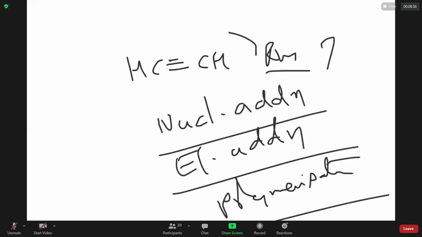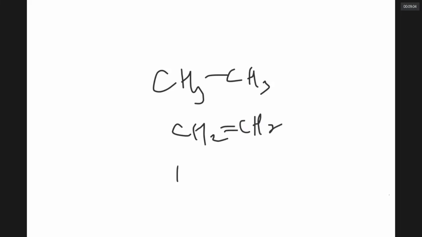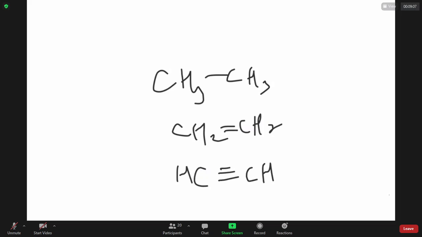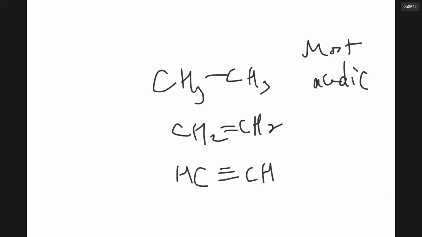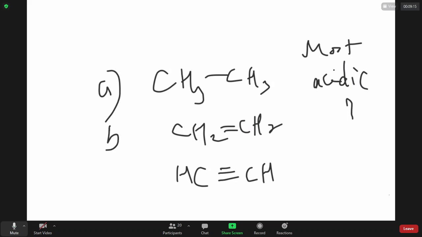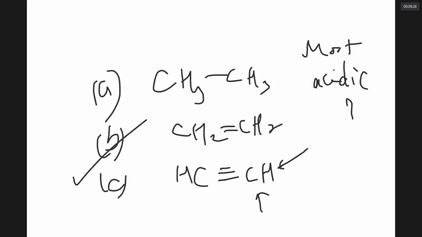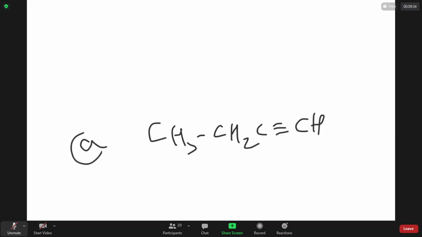Notice that among these three compounds, which is most acidic? Ethyne, sir. C is most acidic. Because whenever carbon is sp hybridized, if it is bonded to hydrogen, that can come out as H+. Notice, can this compound be acidic? Can B also be acidic?